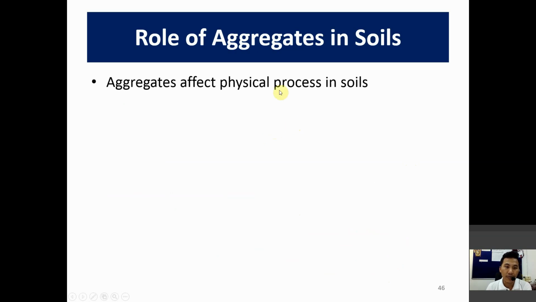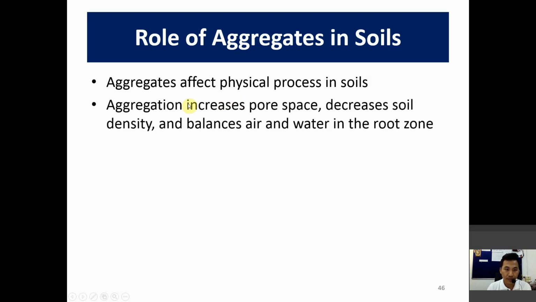Aggregates are really important because they totally affect physical processes in soil. You can see that this is the really basic structure of the soil itself. Aggregates make pathways for air, water, and solution flow in soil. So aggregation basically increases pore space, decreases soil density, and balances air and water in the root zone. It's really important, especially when you grow plants that totally need air, right?